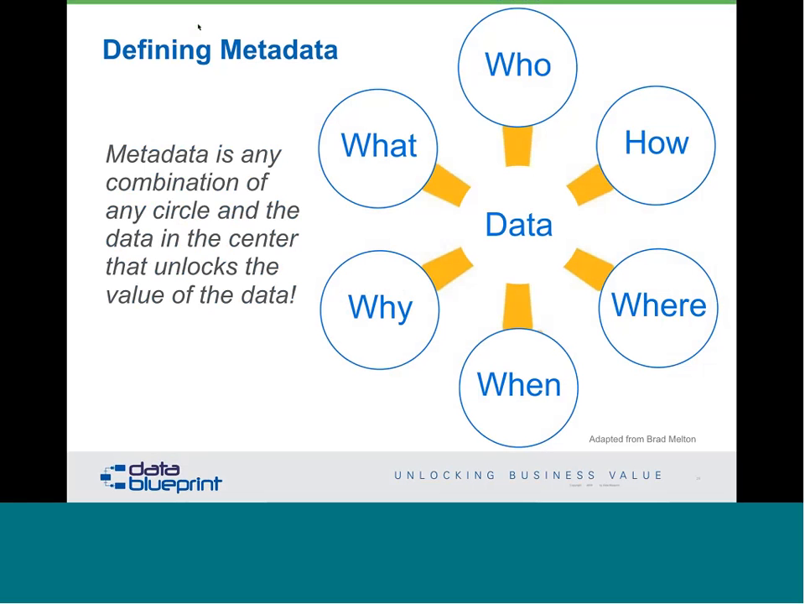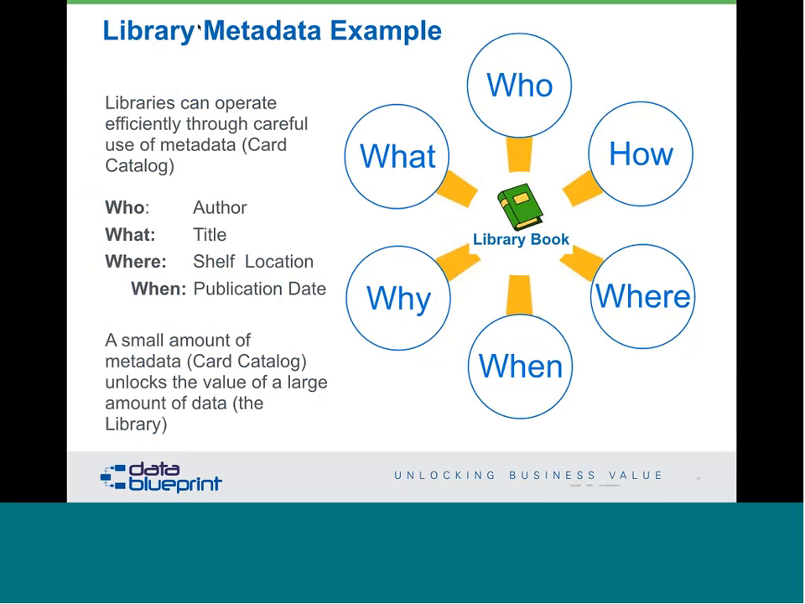Now remember, the Gartner definition I gave you a second ago talked about how this worked. Here's a group that we worked with at one point in time that said metadata is any combination of that circle, the data in the center, and anything on the outside describing who, how, where, when, why, or what. Again, an okay representation, makes perfectly good sense. Brad Melton came up with that a couple of years ago, and it's been a wonderful way to use it. If we look at this from the library perspective then, the library tells us who the author is, what the title is, where the shelf location is, when it was published, et cetera.